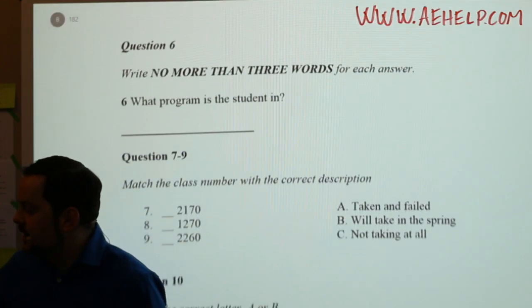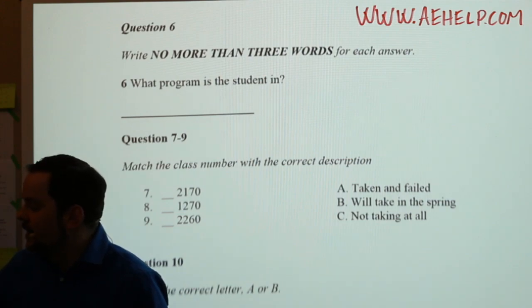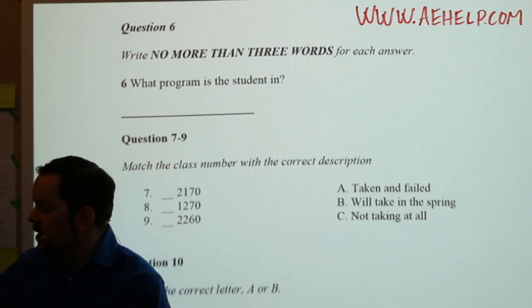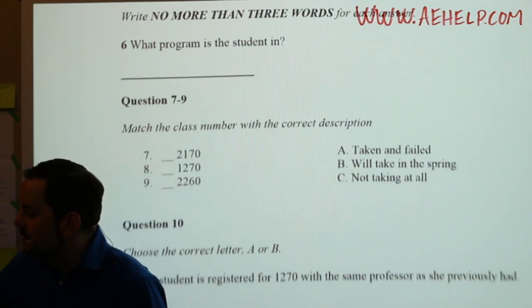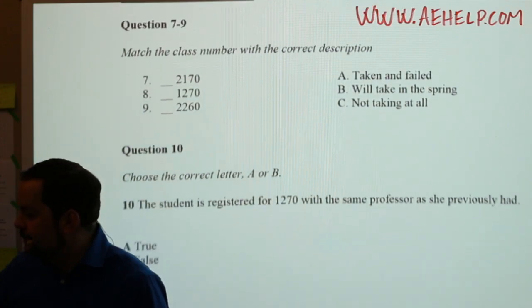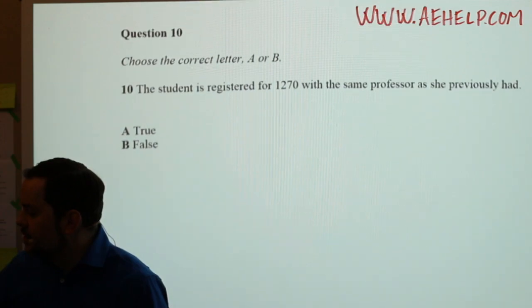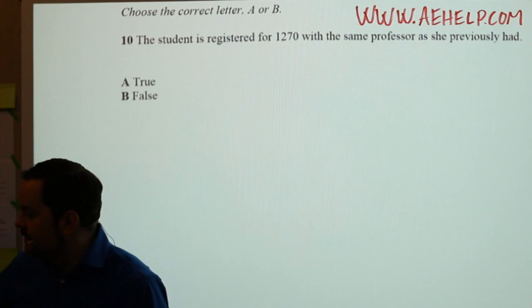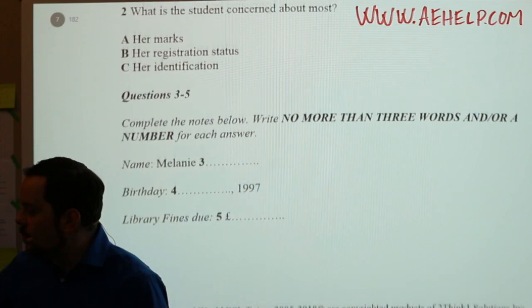Going on to question 6. Again, write no more than 3 words. Make sure you pay really close attention to the instructions, because when it says write no more than 3 words, it's a good chance that the answer will be 3 words. So what program is the student in? Match the class number with the correct description. And then the student is registered for 1270 with the same professor as previously had, and that is section 1.